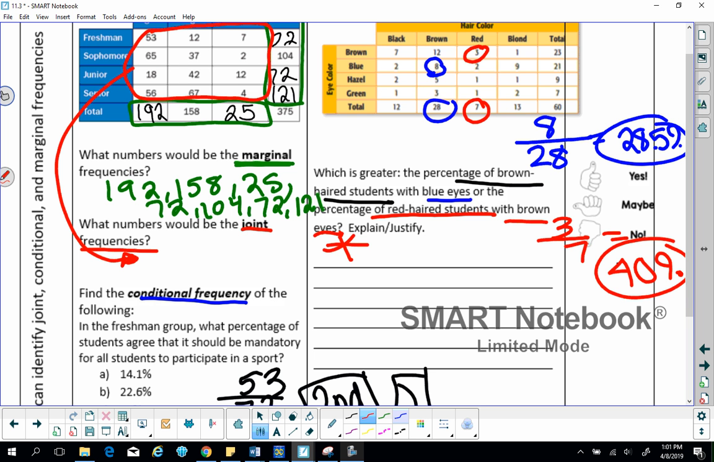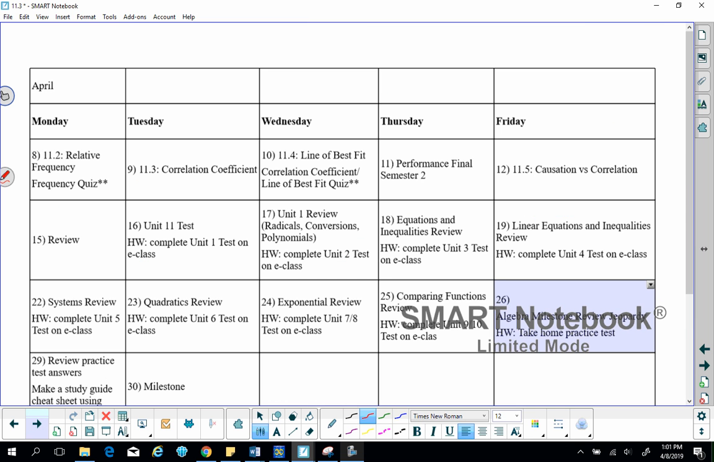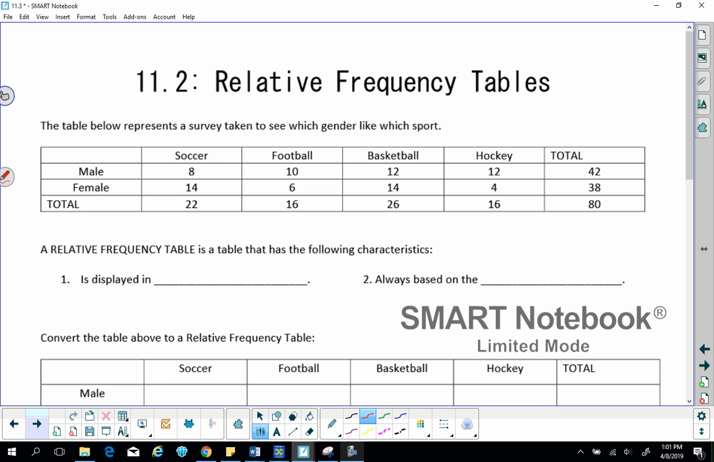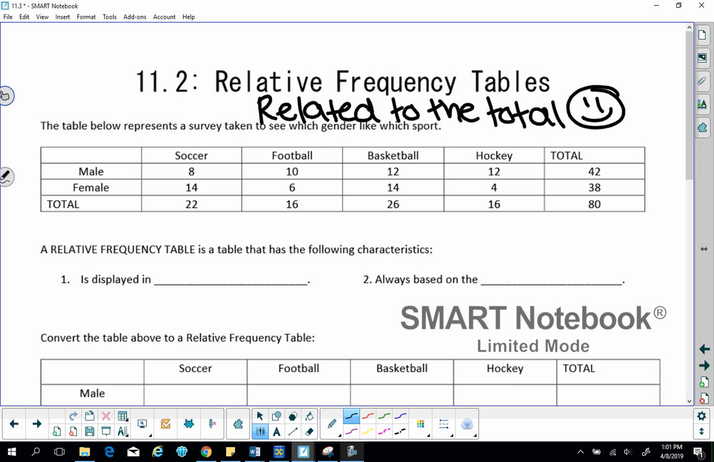Cool. All right, so we're going to go on to the next part of this lesson. We already learned this last class, which is this right here. So you're going to your packet for today. The last type of frequency, we did marginal, we did conditional, joint. Today we're doing relative. And relative is related to the total. So maybe put that somewhere on there because a lot of people forgot that. Write that on your notes at the top. Relative is related to the total.